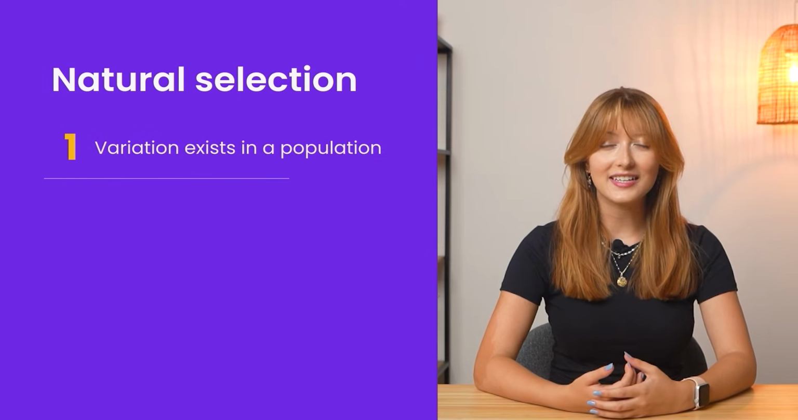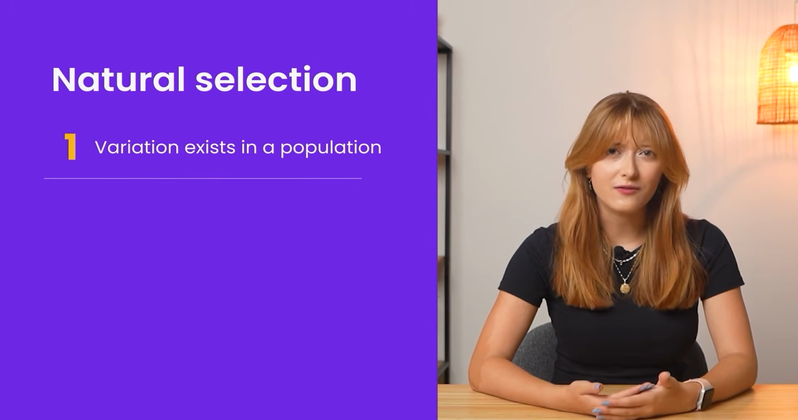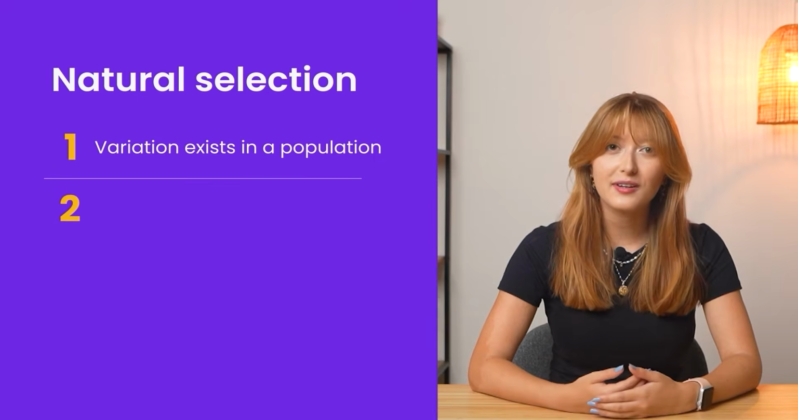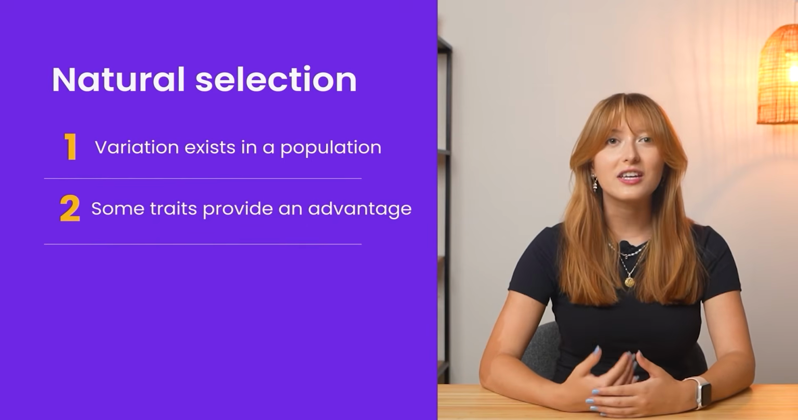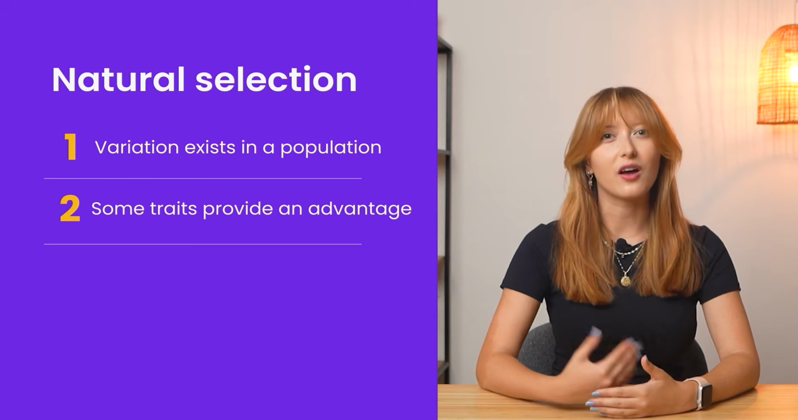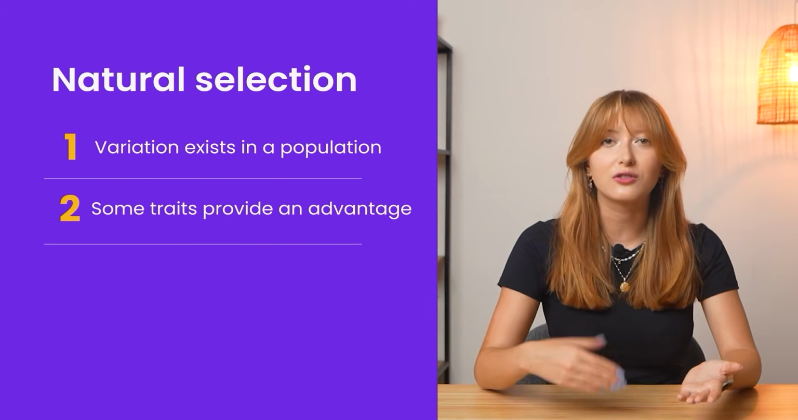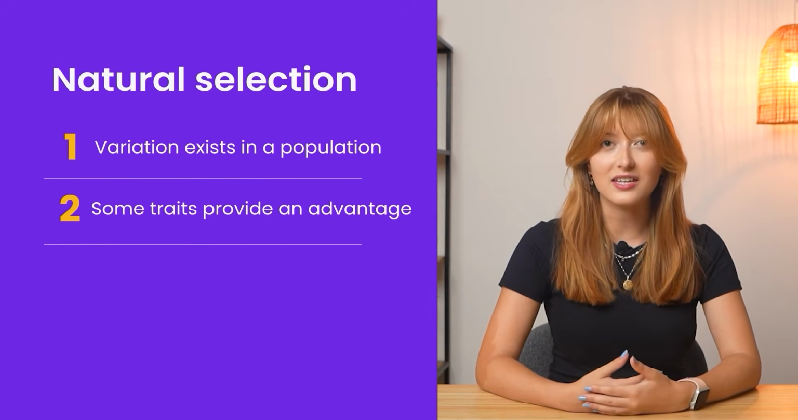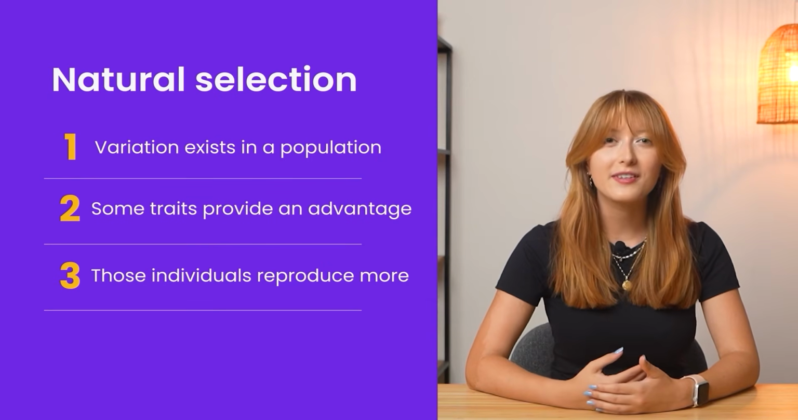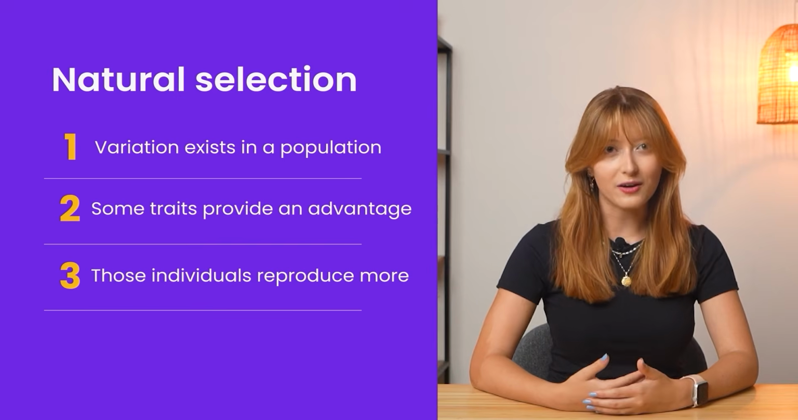Here's how it works. Step 1 is that variation exists in a population. Not all individuals are genetically identical due to meiosis and mutations. Step 2 is that some traits provide an advantage in their respective environments. Individuals with certain characteristics, for example, a faster speed, better camouflage, or resistance to disease, have a better chance of surviving. Number 3 is that those individuals reproduce more, because they survive longer and can pass on their beneficial traits.